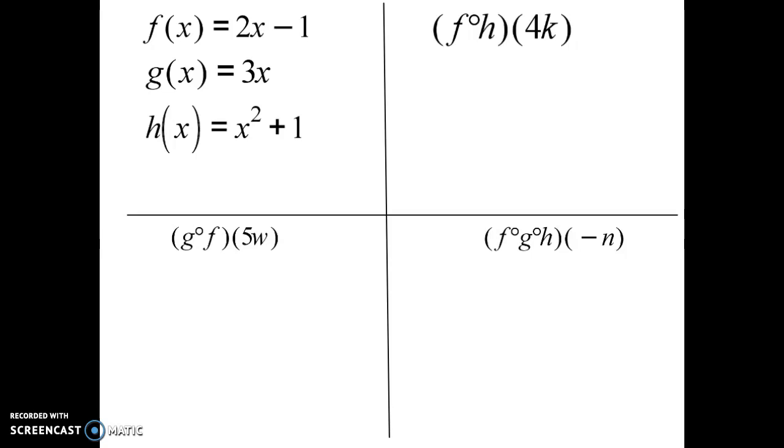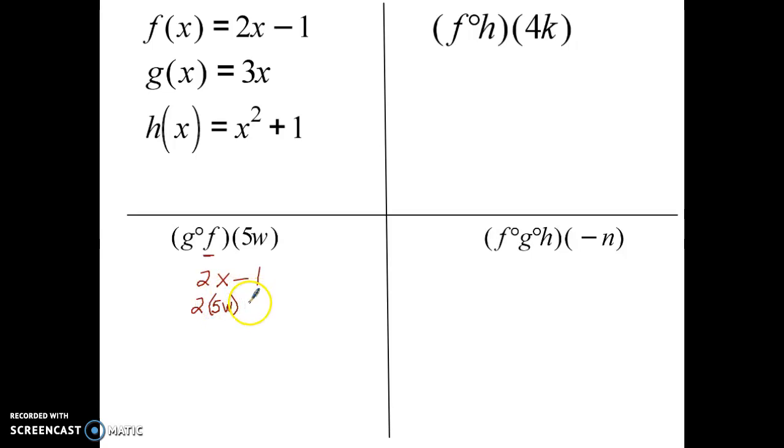Going to walk through 5 examples of how to do composition of functions when we're evaluating with variable expressions. So I'm going to start with the example in the lower left-hand corner. Just as a quick review, I need to start with my f function. And instead of having 2x minus 1, which is my f function, I need to replace that x with whatever's inside my parentheses. In this case, it's 5w.